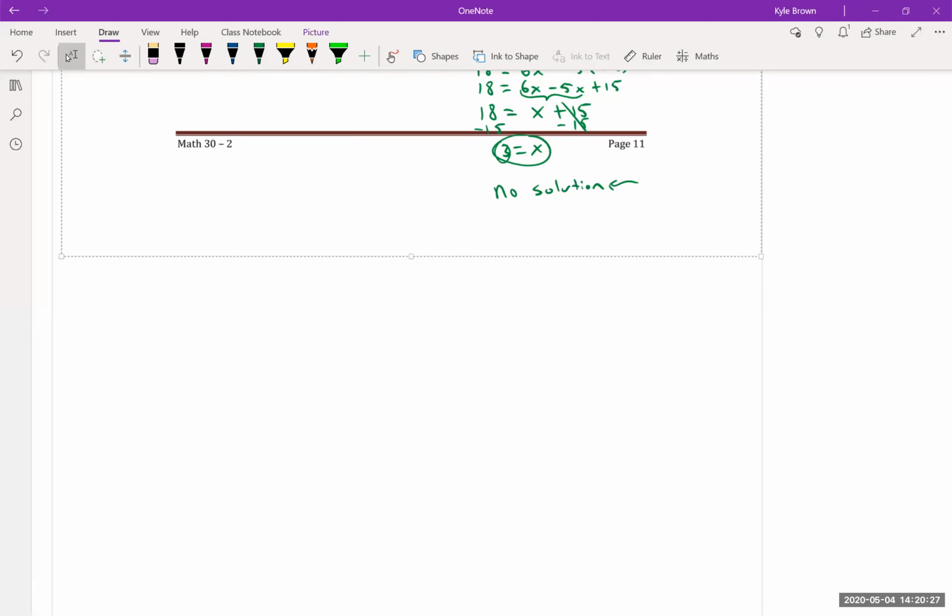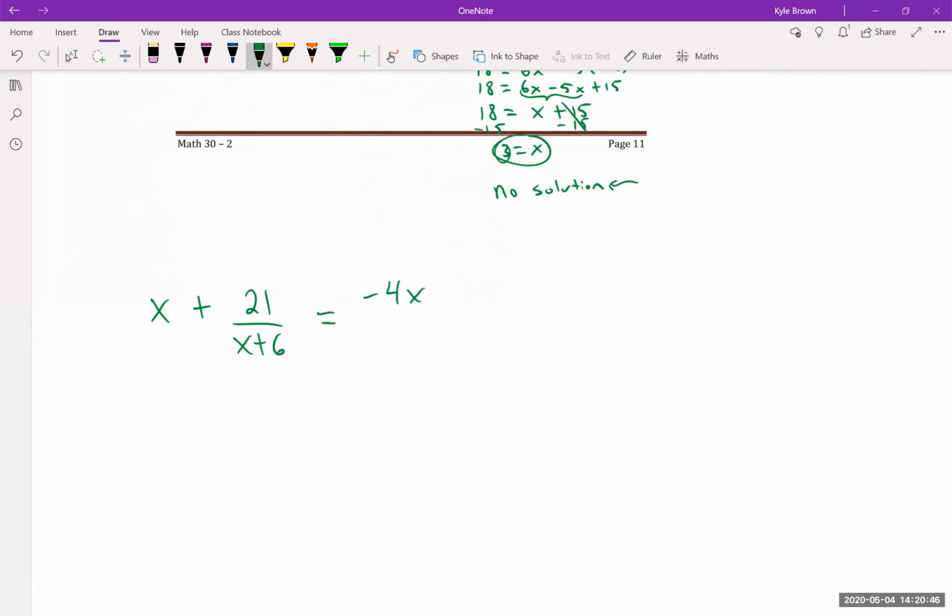Okay, there we go. All right, so this is about as tough as it gets. So we're going to have x plus 21 over x plus 6, and that's equal to negative 4x over x plus 6. Well, I guess it's not that bad because we don't have to really factor anything. But we've got the same type of thing going on, where I need to get rid of this denominator. So that's my issue right now.